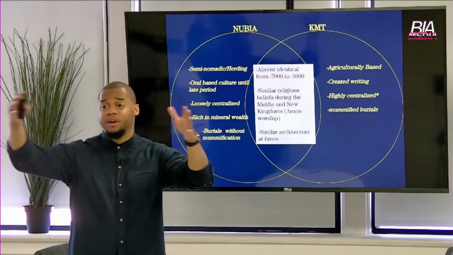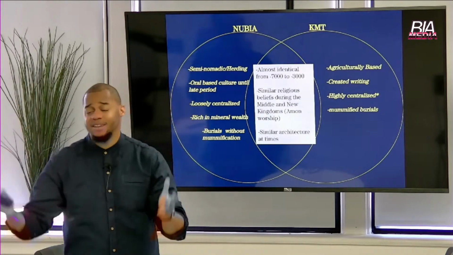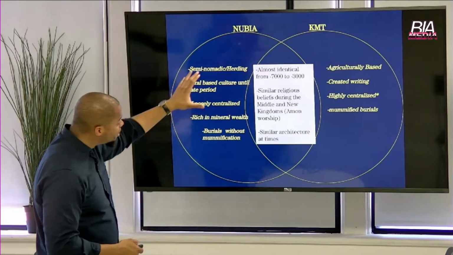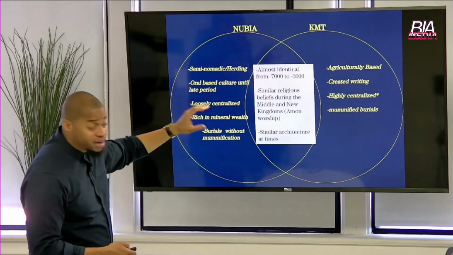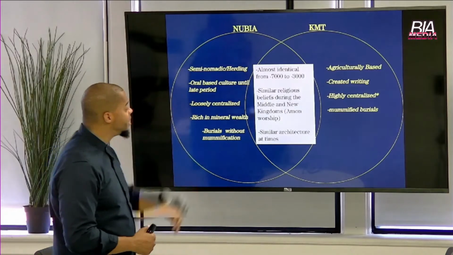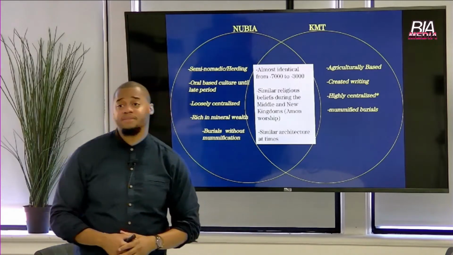All right, this building must have been this big and this high and that type of thing. All right, so this is kind of a good chart to show you the similarities and differences of these brother-sister civilizations. They had similar religious beliefs during the Middle and New Kingdoms.